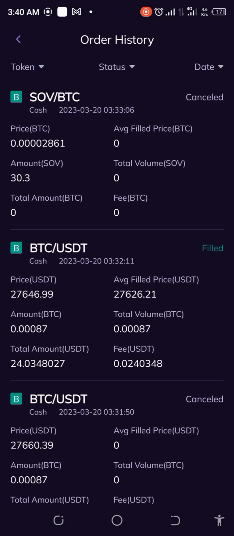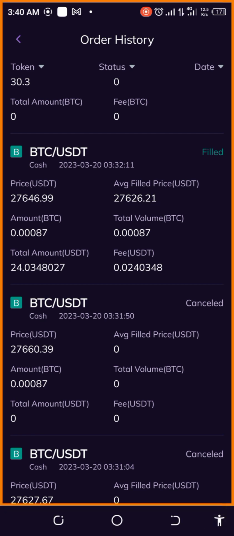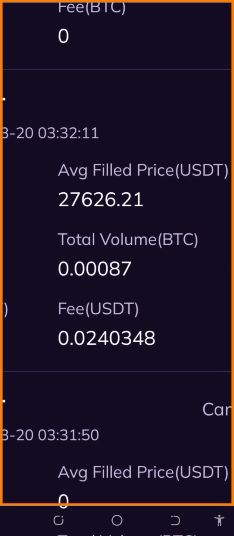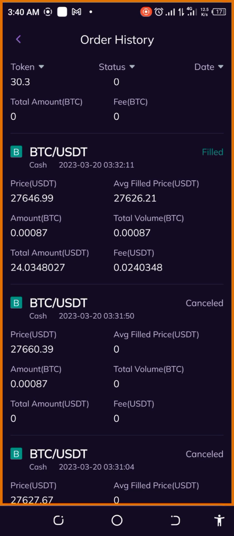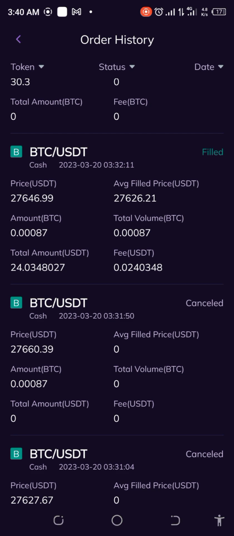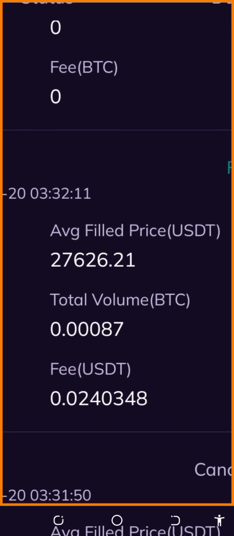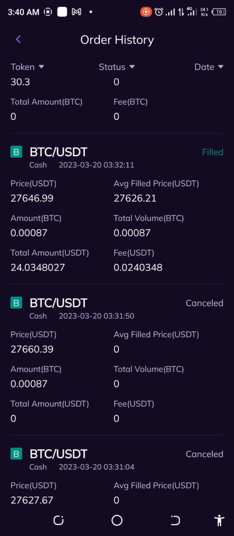Okay, so we did BTC USDT. We bought it at 27,626. So I'm going to be putting my eyes on this. I'm going to be checking if for any reason this goes to 28 or 27,800 or whatever, I'm just coming back here to sell back.